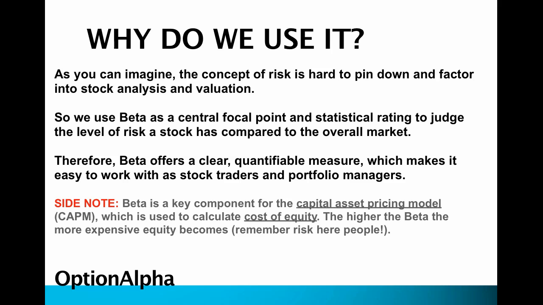Again, remember that the S&P 500 index is the efficient frontier. It's the most efficient combination of 500 securities that you can have. So beta offers a clear, quantifiable measure, which makes it easy for us to work as stock traders and portfolio managers. Just a side note, and I'll be covering this in other videos in the coming weeks and months, beta is a key component of the capital asset pricing model, the CAPM, which is used to calculate the cost of equity. Generally, the higher the beta, the more expensive an equity becomes because there's more risk. That's just common sense: the higher the risk, the more expensive the cost of equity.